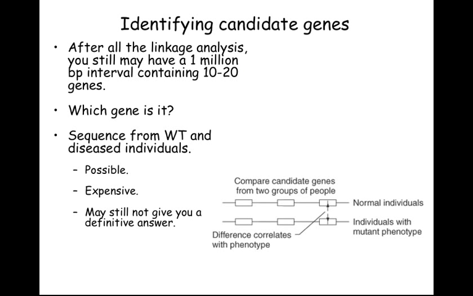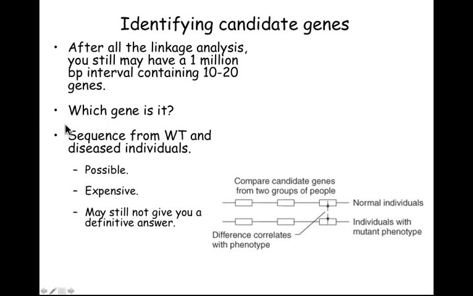So what about identifying the genes then? After all, you've done all this linkage analysis, but there's still on the order of 1 million base pairs of sequence in between your 2 closest markers, containing somewhere between 10 and 20 genes. So how do you figure out which gene it actually is? Well, one of the most straightforward things you can do is to sequence wild-type and diseased individuals.